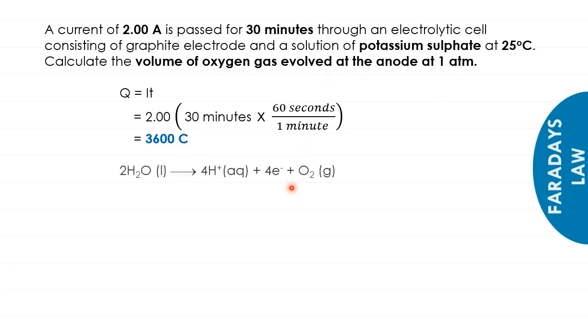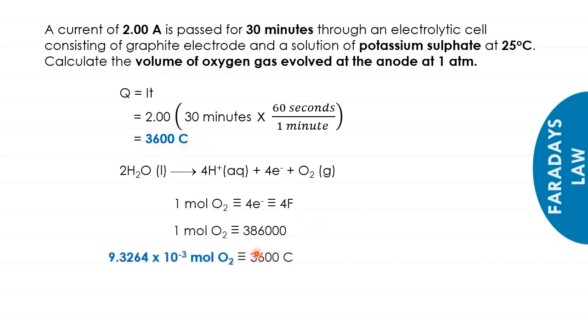So let's try to relate it to the half-cell equations. From these half-cell equations, we get to know the electrical charge theoretically by relating it to the amount of electrons present in here. So we could say for every 1 mole of O2 will require 4 electrons. Each electron equals 1 Faraday, and each Faraday equals 96,500 coulomb. So we could say when we have 1 mole of O2, we need 386,000 coulomb. Means if we have this 3600 coulombs, they will require 9.3264 times 10 to the power of -3 mole of O2.